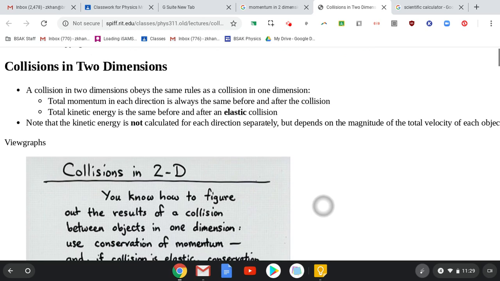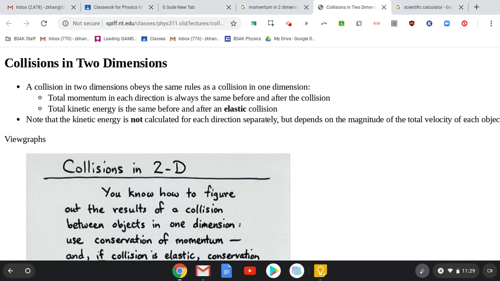Now, I found these notes online, and I think they're really good. Rather than me write them out again, I'm just going to go over them, and then I'm going to go over an example myself, added on to additional points that are on your syllabus. So we're going to look at collisions in two dimensions, and a collision in two dimensions obeys the same rules as collisions in one dimension.